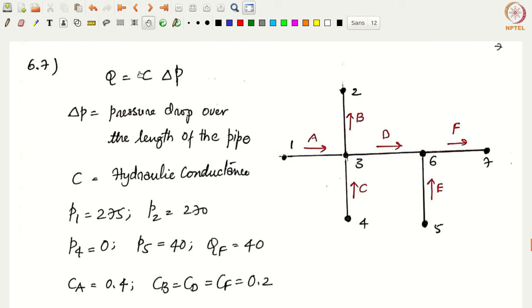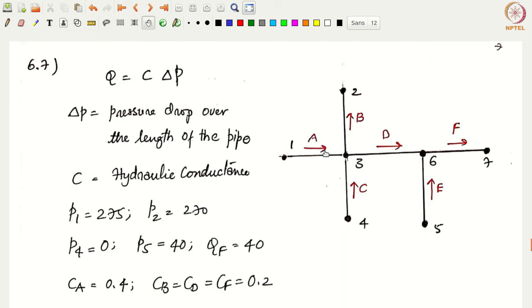some hydraulic conductance C times the delta P, where delta P is the pressure drop over the length of the pipe. This is basically the P upstream minus P downstream, that is the pressure drop over the length L, and C is the hydraulic conductance and Q is the flow rate. And the pipe network is shown here. So the locations, dark circles here, 1, 2, 3 all the way to 7, are the locations where the pressure is stored, and the arrows here denote the direction of the flow.